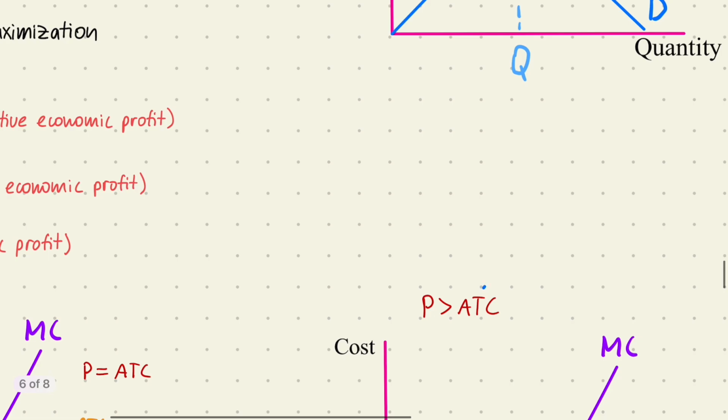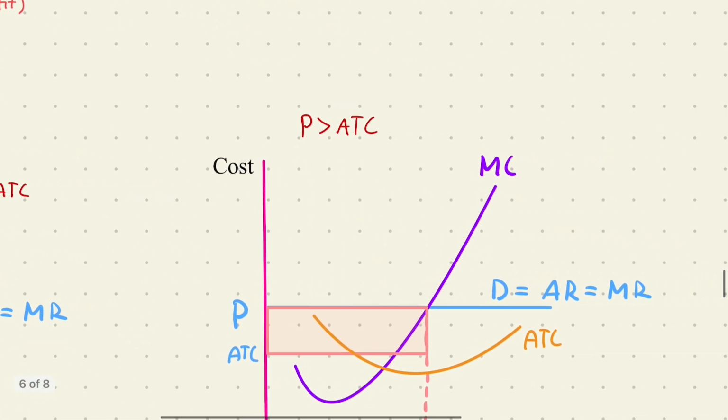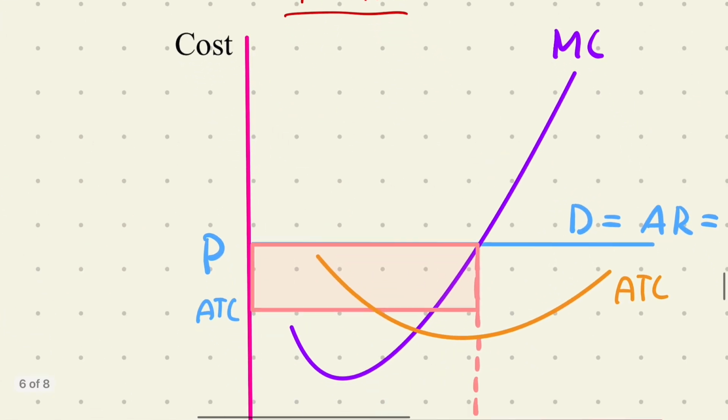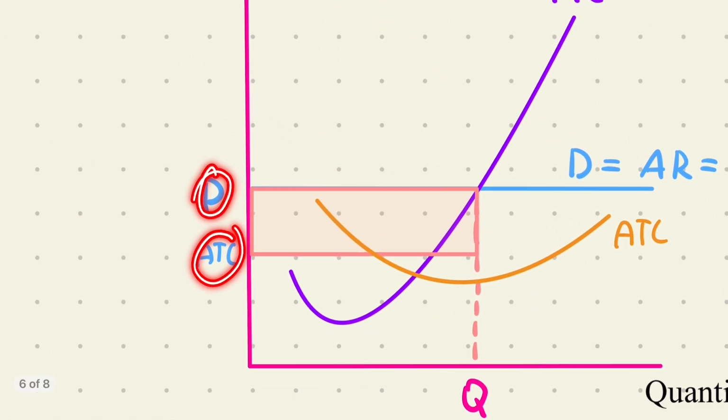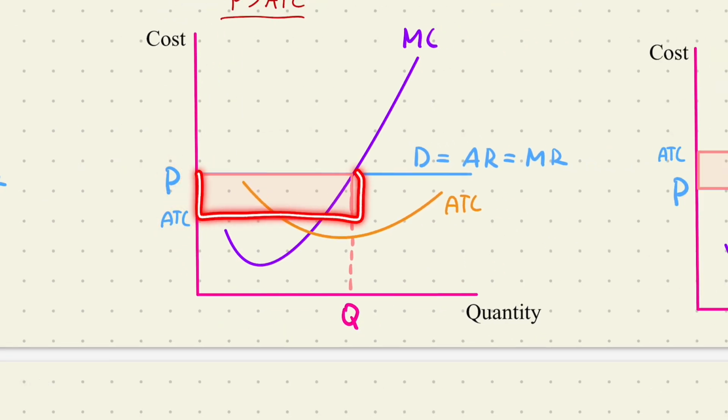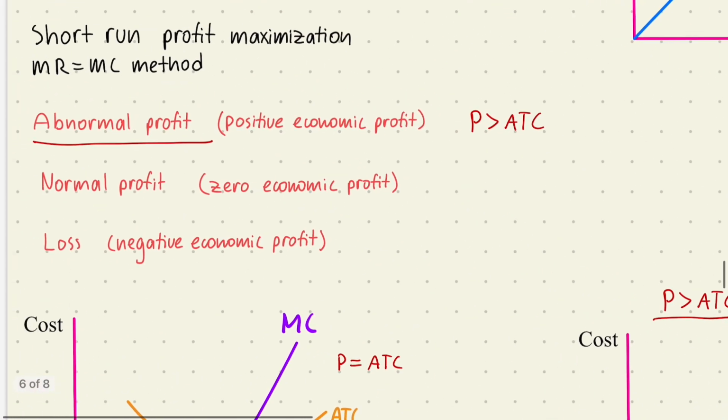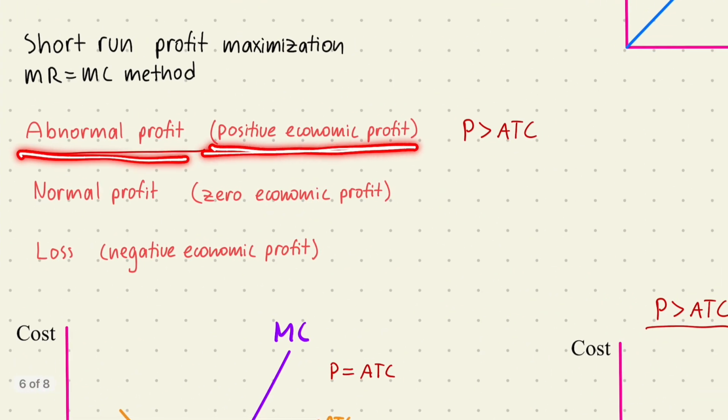So this is the situation we're in. So when you see the price being higher than the average total cost, you must understand that this rectangle right here is the area where abnormal profits are being made. So this is the profit maximizing point where MR equals MC. And because the price is higher than the average total cost, there is an abnormal profit being made. So abnormal profit means a positive economic profit.